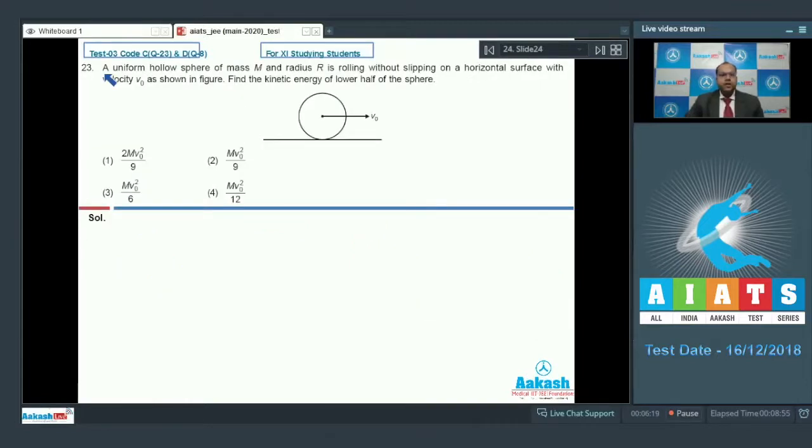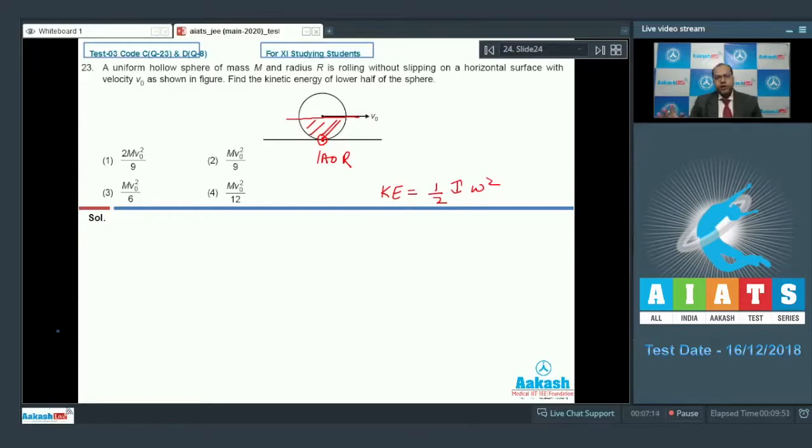In question number 23, a uniform hollow sphere of mass m and radius r is rolling without slipping on a horizontal surface with velocity v naught as shown in figure. Find the kinetic energy of the lower half of the sphere. So we have to calculate the kinetic energy of this lower part. In order to calculate it, I consider this point as the instantaneous axis of rotation, because the net velocity of this point is zero. Then about this point, kinetic energy is equal to half into I about this point into omega square.